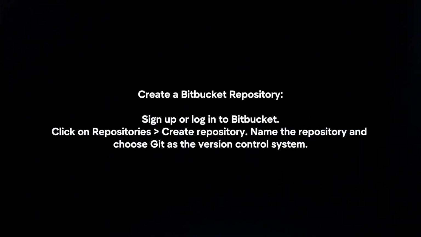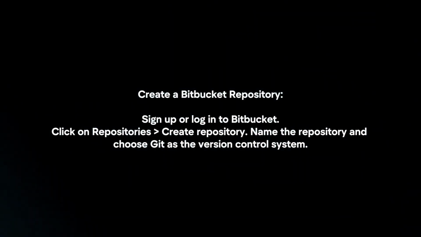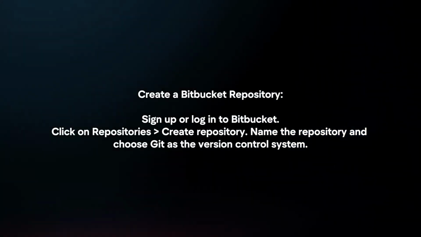Create a Bitbucket repository. Sign up or log into Bitbucket. Click on Repositories, Create Repository. Name the repository and choose Git as the version control system.